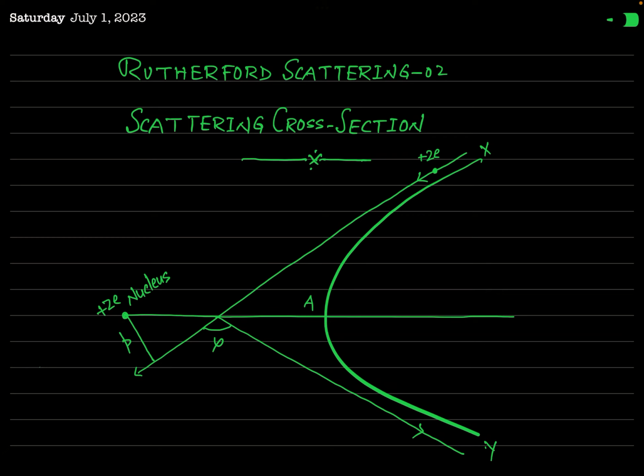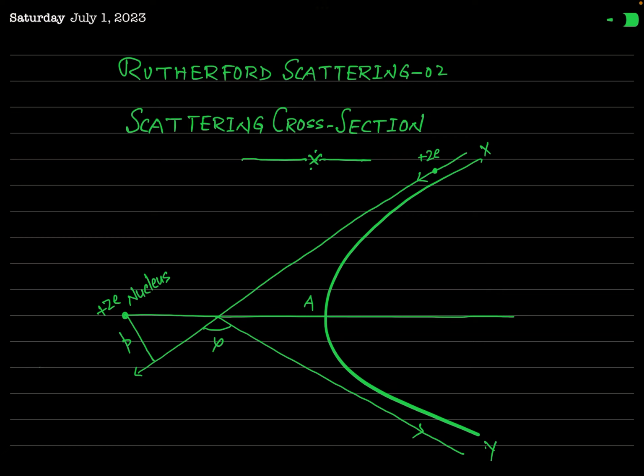Alpha is just an example because the original experiment on this scattering was performed by Rutherford using alpha particles. But now you can perform the same experiment by taking different projectiles. You can take protons or any other positively charged projectiles. Okay. So the sole aim of today's lecture is to find the scattering cross section of this Rutherford alpha scattering.